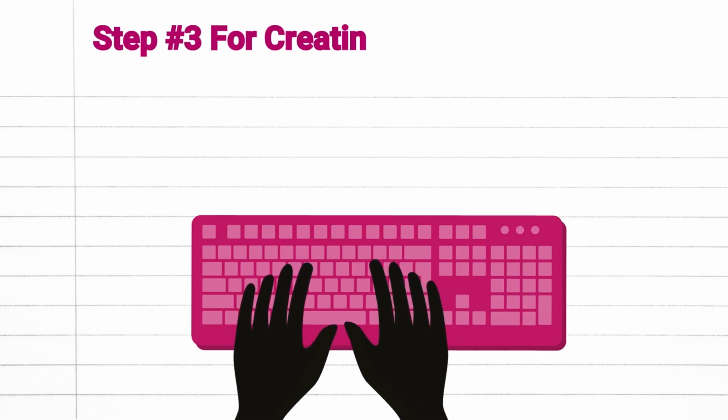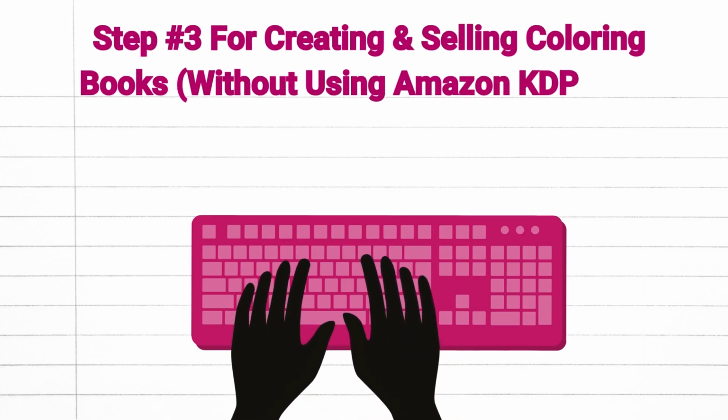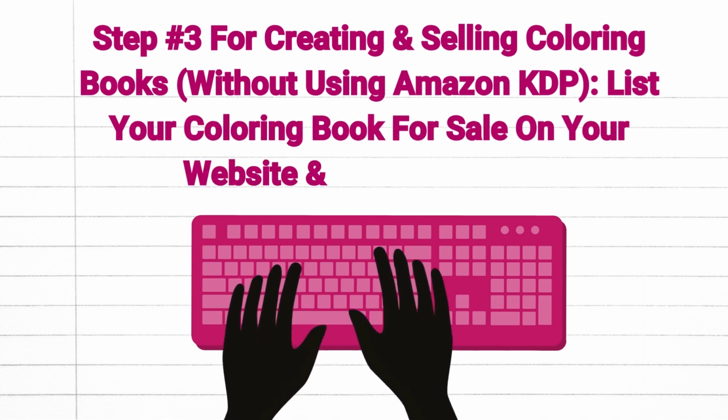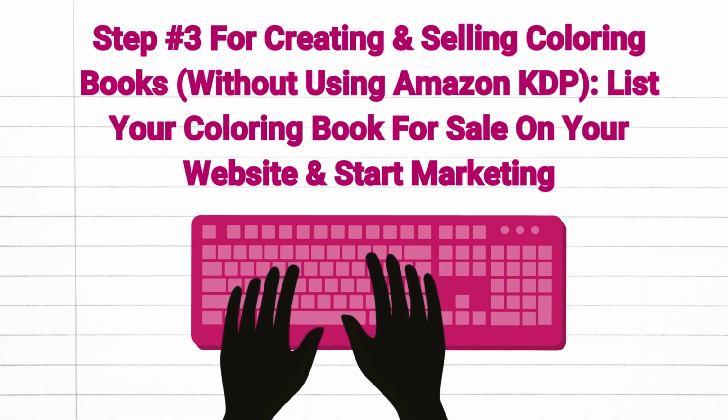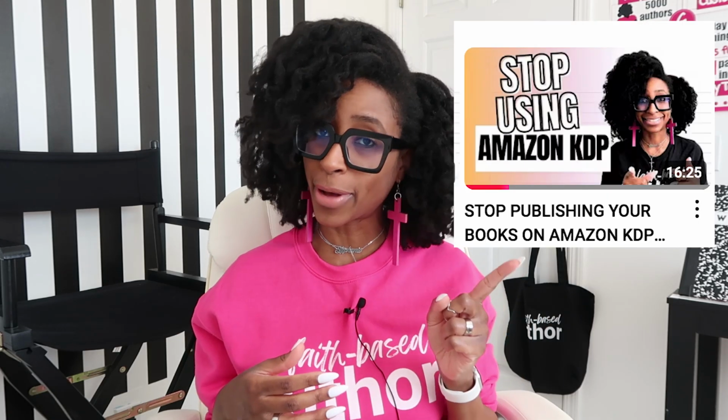And finally, step number 3 for how to make coloring books to sell without needing Amazon KDP is to list your coloring book for sale on your own website and start marketing. If you see my video, Stop Publishing Your Books to Amazon KDP, then you know that I advocate the drop shipping method of running a print-on-demand book business, meaning that you self-publish the book to a book printer like press.barnesandnoble.com or Amazon KDP, whatever you want to do, but you actually sell the book on your own website.